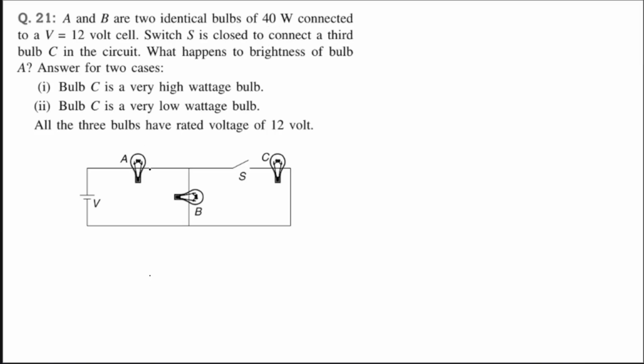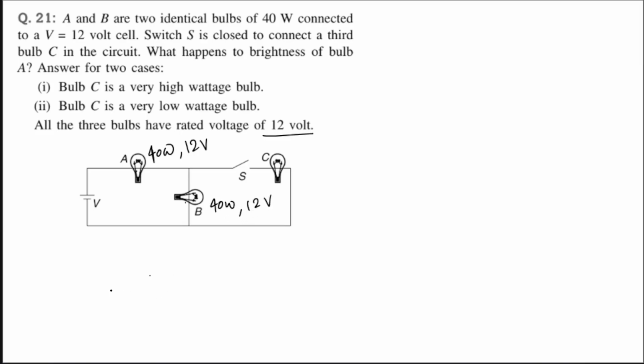We are given two identical bulbs A and B. So their power rating is same. They are identical. ठीक है? And all the bulbs have a rated voltage of 12 volt. So this has a rated voltage of 12 volt and this has a rated voltage of 12 volt.